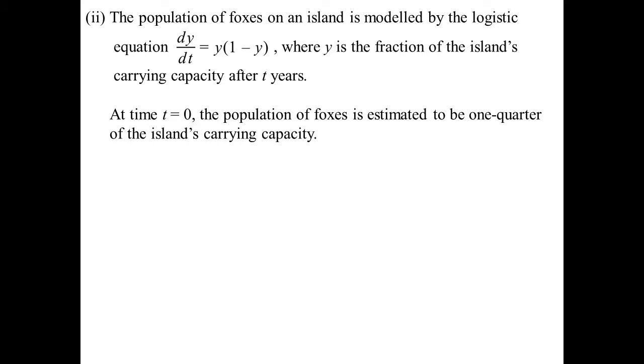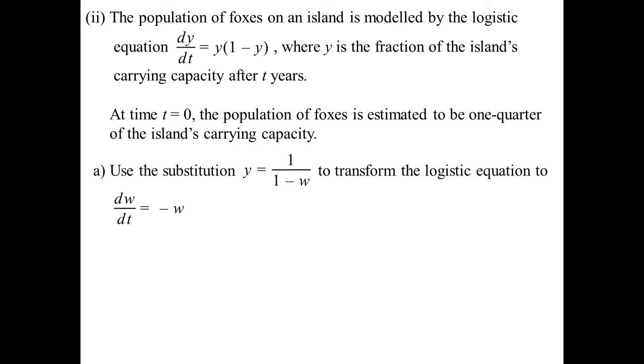Okay, population of foxes on an island. So it's the classic logistic equation there. dy/dt equals y times 1 minus y. The population of foxes is estimated to be 1/4 of the island's carrying capacity. It's a different way of solving this logistic equation to what we looked at yesterday. So they want us to use the substitution y equals 1 on 1 minus w to show that it simply becomes a classic exponential growth and decay question.